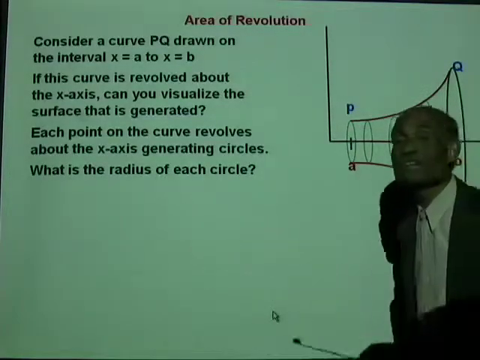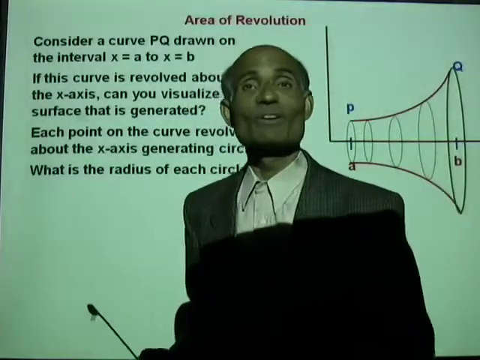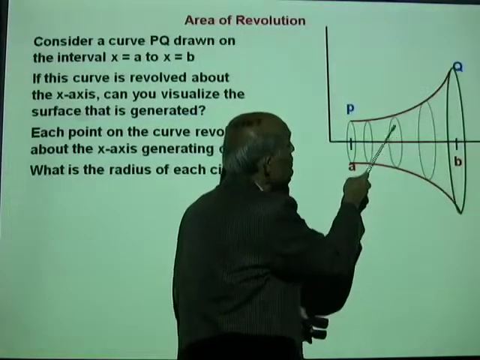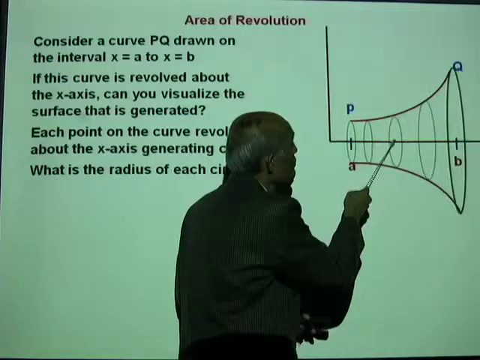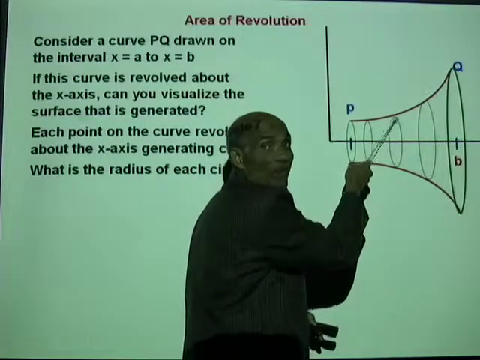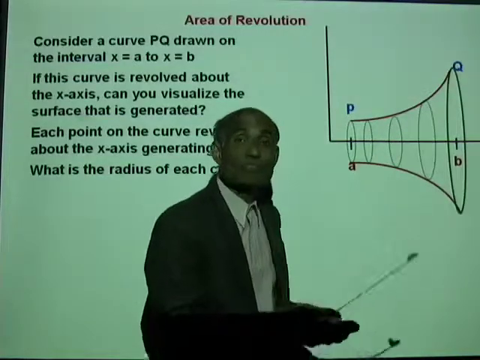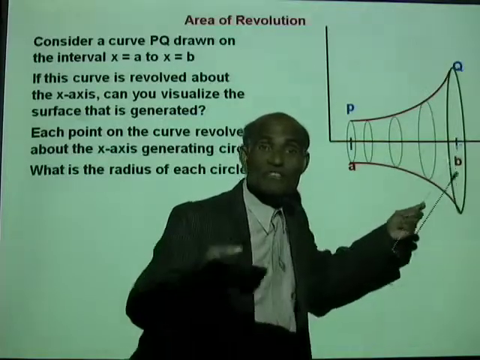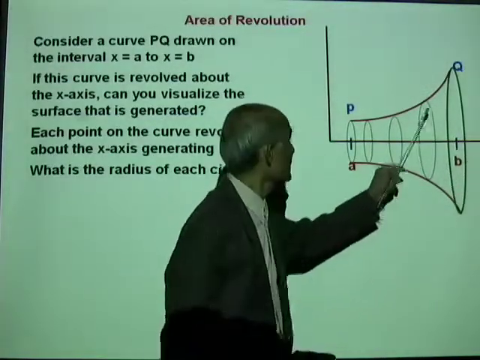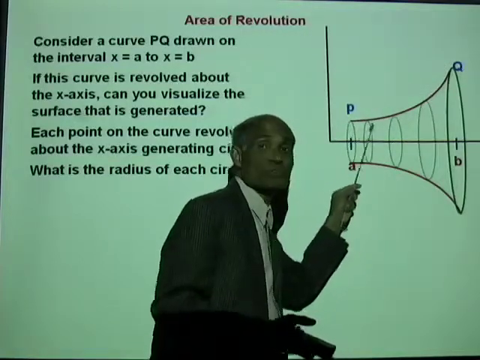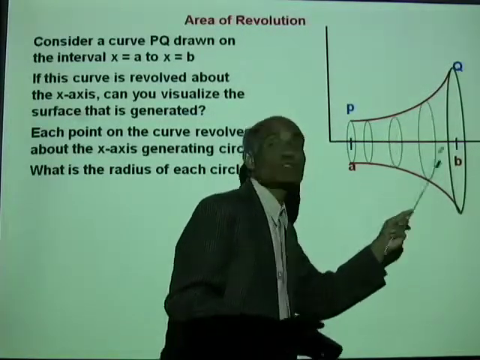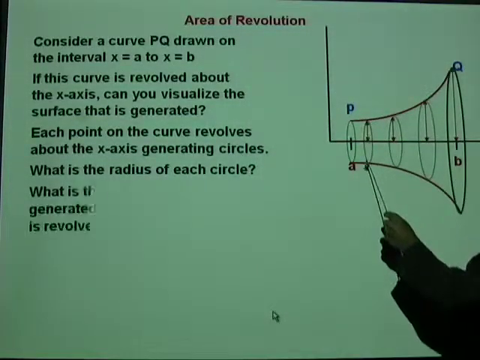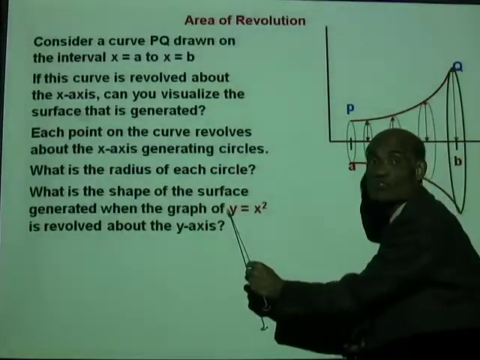Now, what is the radius of each of these circles? What is the radius of, let's say, this third circle? The radius is that distance. And that distance is the distance of the curve from the x-axis. And the distance of the graph of a curve from the x-axis is the function value, y equal to. So if this is the graph of y equal to f of x, then the radius equals f of x. That's right. So each of these radii gives you the function value.